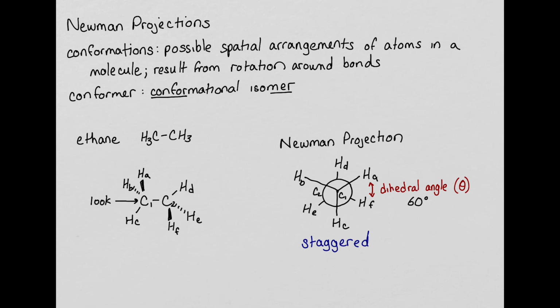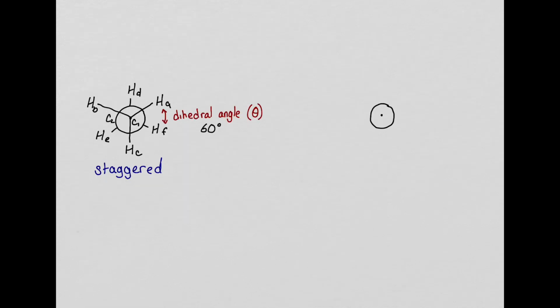Now let's consider another conformer, the highest energy conformer of ethane. Unlike the staggered lowest energy conformation of ethane, the highest energy conformation will have all of the bonds overlapped with one another, pushing those negatively charged electrons as close together as possible. This will look like a Newman projection like this.